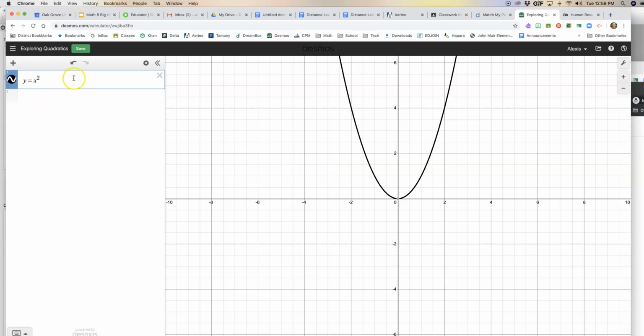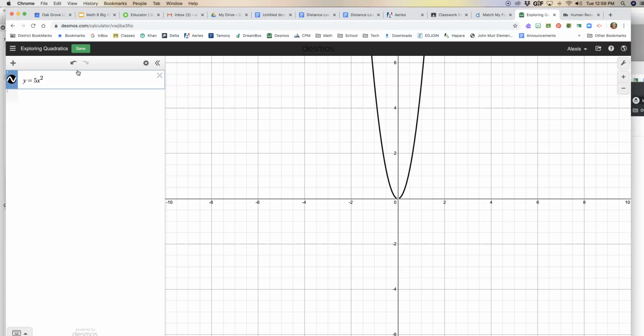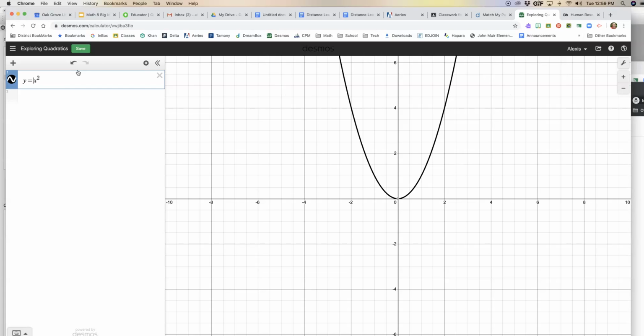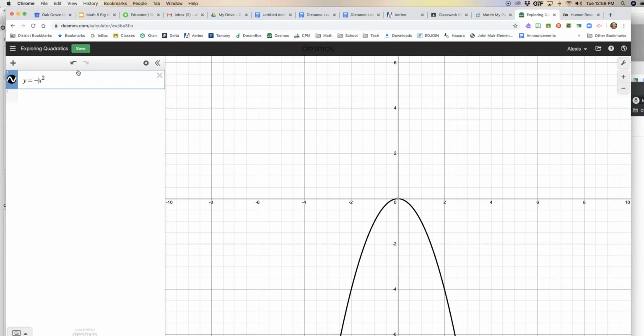Okay, first thing that you'll notice is, let's say we take that and we multiply it by a number, and let's say we multiply it by 5. Oh, it makes it skinny. What if we multiply it by a decimal, 0.2? Oh, it makes it wide. What if we took it and multiplied it by a negative? Oh, it turns it upside down. Okay, just playing around a little bit here.